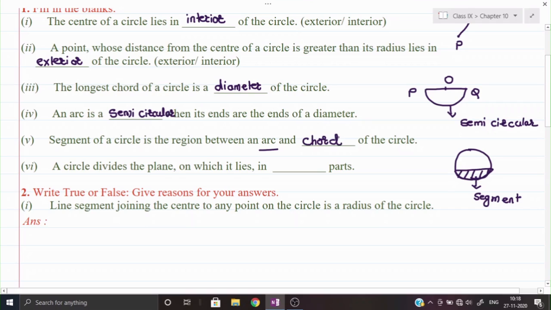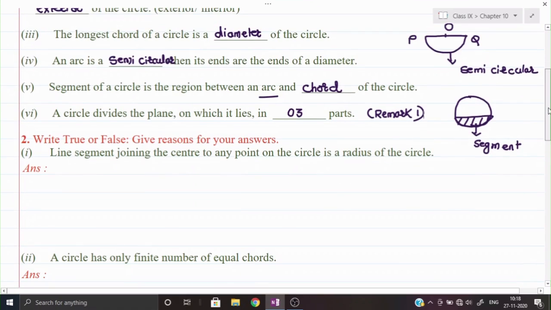The last one is: a circle divides the plane on which it lies into dash parts. You can refer to remark number 1 again, if you want. Just now I have explained to you, so please refer to remark number 1 for how the three parts are possible. One is the interior, one is the exterior, and one is the boundary of the circle. Okay, so three parts can be there.